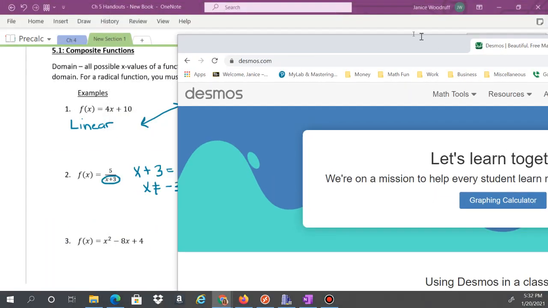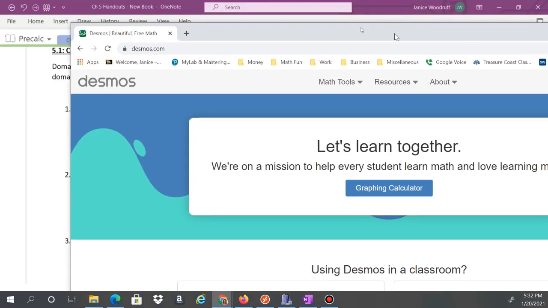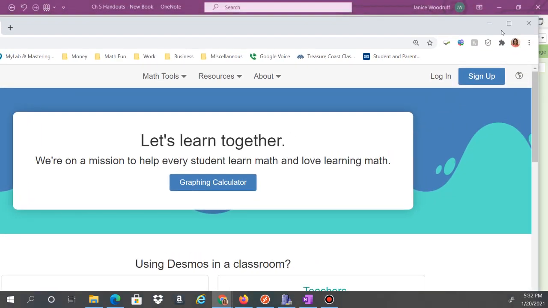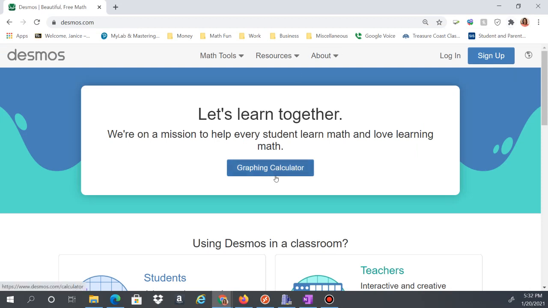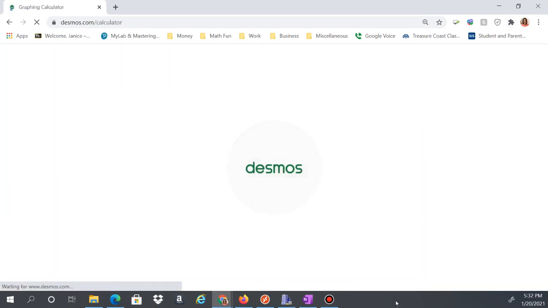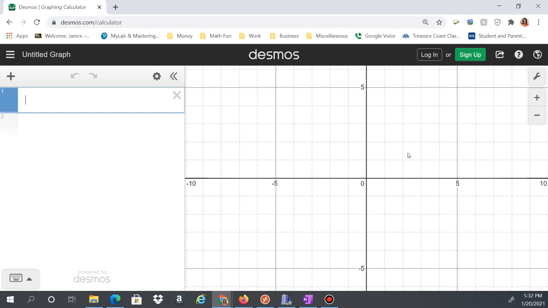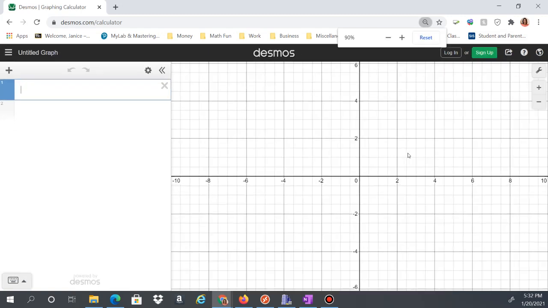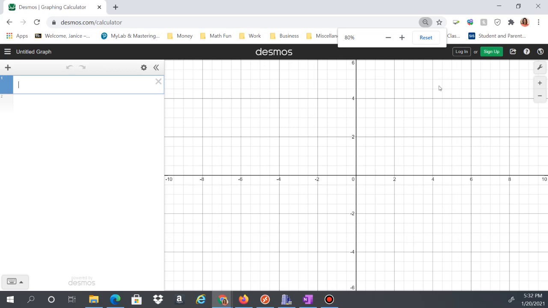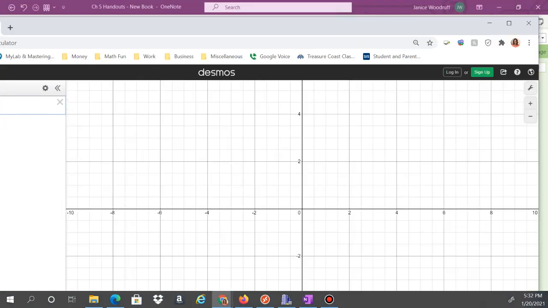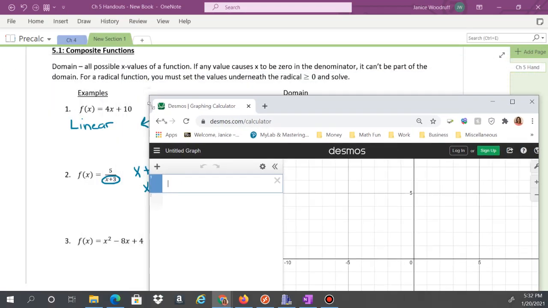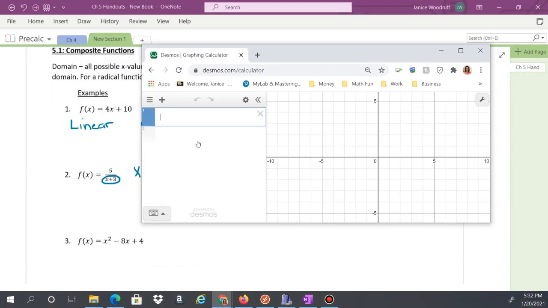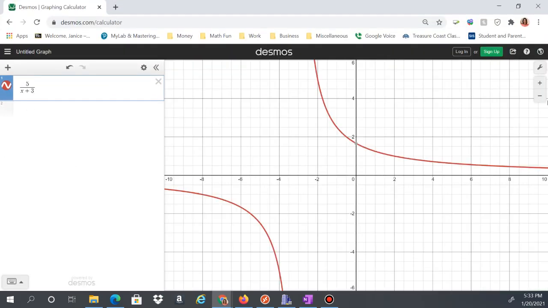I like sometimes to use this because it's prettier than the graphing calculator, because my graphing calculator is not colored. So this is Desmos, DESMOS.com. If I put this into my graphing calculator here, this is really big. I'll make it smaller so I can see. Okay, so we have 5 divided by x plus 3. So if we take a look at this graph here, this is what we're looking at.